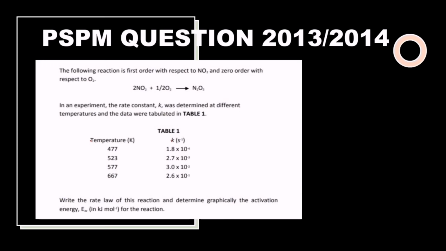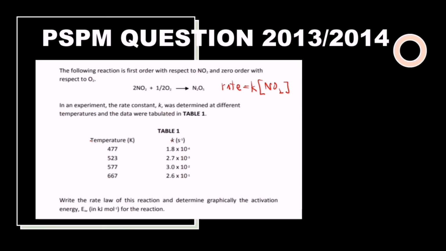So graphically meaning that you have to use a graph paper. The activation energy in kilojoule per mole for the reaction. Okay, so untuk rate law ni senang aja lah. Okay, kita dah tahu dah the order of NO2 apa and the order of O2 apa. So kita akan dapatlah rate equals to K NO2, okay, to the power 1 and zero order with respect to O2. So O2 kuasa kosong, maksudnya 1 lah, tak payah tulis pun tak apa. So this is the rate law.